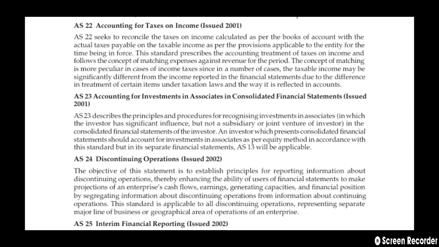Accounting for taxes on income was issued in 2001. It tells us about the recognition of taxes on income as calculated per the books of account, compared with the actual taxes payable on the taxable income as per the provisions applicable to the entity for the time being in force. The standard prescribes the accounting treatment of taxes on income and follows the concept of matching expenses against revenue for a period of time. This concept of matching is more peculiar in the case of income tax, since in a number of cases the taxable income may be significantly different from the income reported in the financial statements due to differences in treatment of certain items reflected in the accounts.